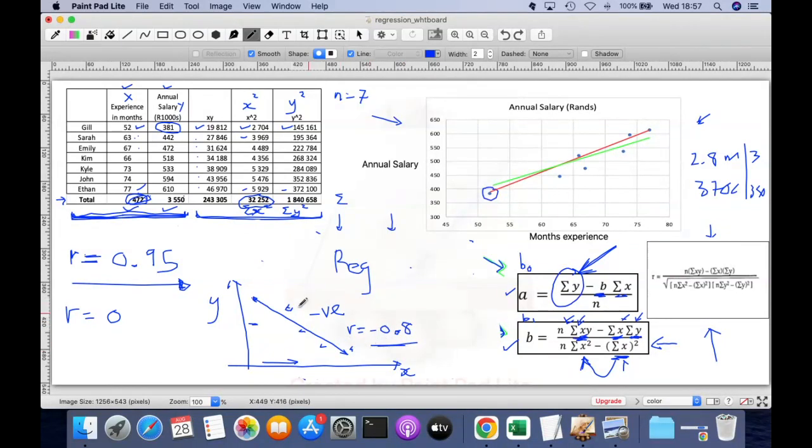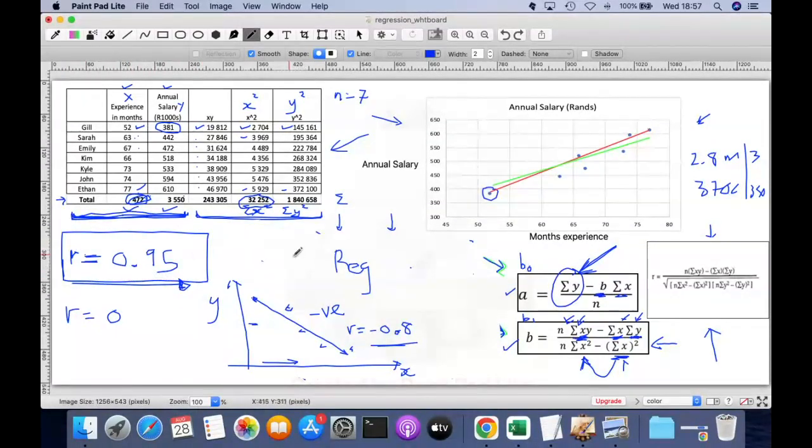So that's what a negative value for R means. It means it's negatively correlated. Now, in this example that I've shown you for this table, as someone's month experience increases, you expect the salary to increase. So that's a positive correlation. Hence, why we got a positive value.